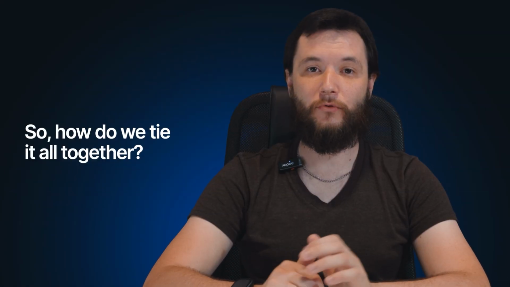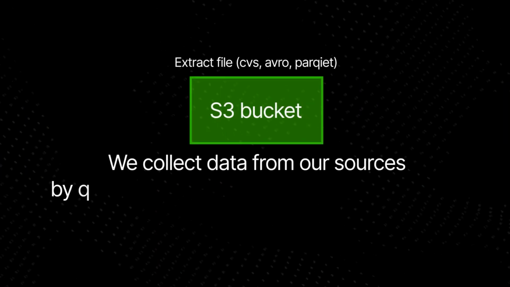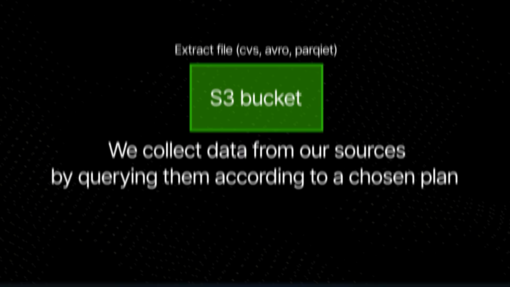So, how do we tie it all together? The best approach, in my opinion, is the pipes and filters architecture. We create a flow from one point to another, doing the necessary manipulations. What are the stages that our data ultimately goes through? Extraction. We collect data from our sources by querying them according to a chosen plan and collect them into separate files, writing them to our data lake.